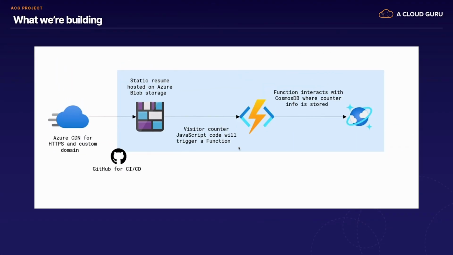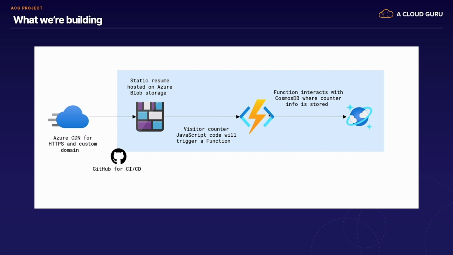Fantastic. So this is what we're going to be building. The meat and potatoes of our solution is going to live inside of this Blob Storage, which will hold our static website, our resume. And in that website, we're going to be using HTML, CSS, and JavaScript. The JavaScript is going to be used to implement a visitor counter. And not only will it be used to display that information, but also to call an API, which we're going to implement with an Azure function.